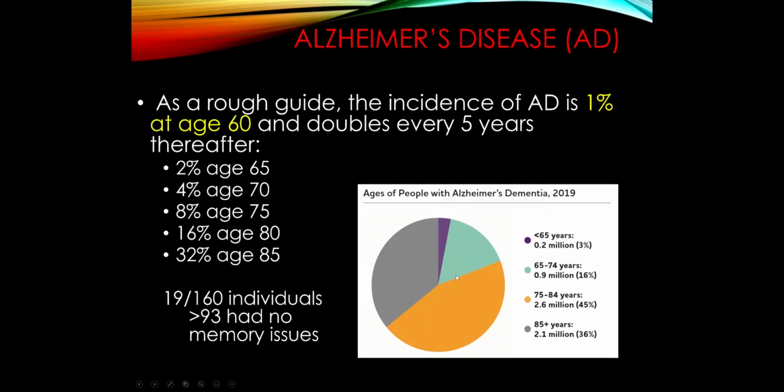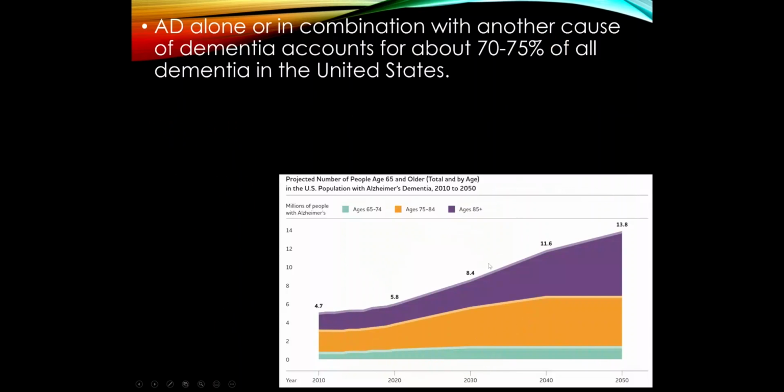Now, if we look at 2019, just appreciate here that under age 65, here in purple, is a pretty small slice. And look, only 1% of people at age 60 have Alzheimer's. So if you have someone with memory loss under the age of 60, we really should be thinking of something other than Alzheimer's dementia. But here, over age 75, just notice most of this pie of Alzheimer's are individuals over the age of 75.